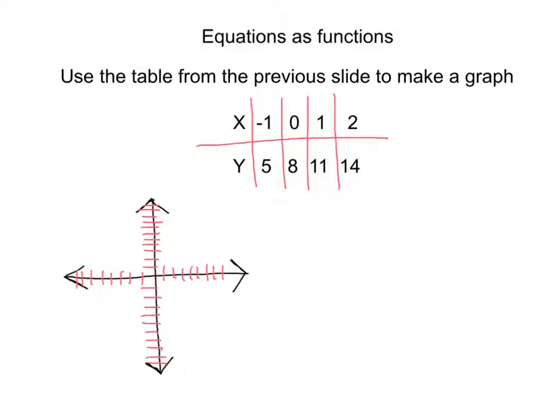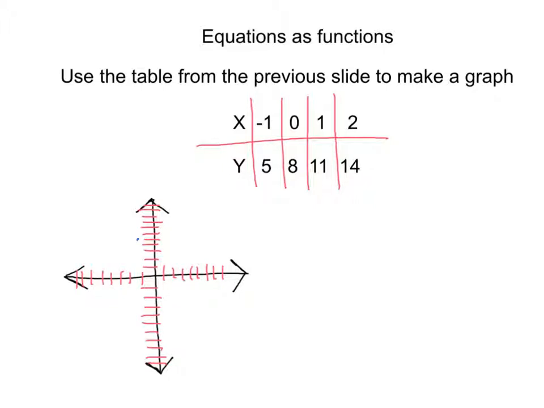So here's the table from the previous slide, and now we're going to graph those points to make sure that it's a function. So our first one is -1 and 5, so we go over -1, which is in the left direction, and up 5. So it's about right there.